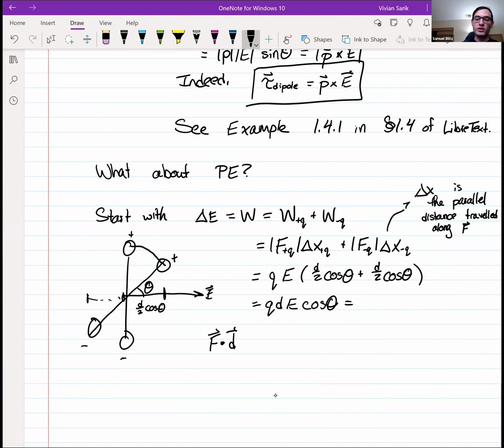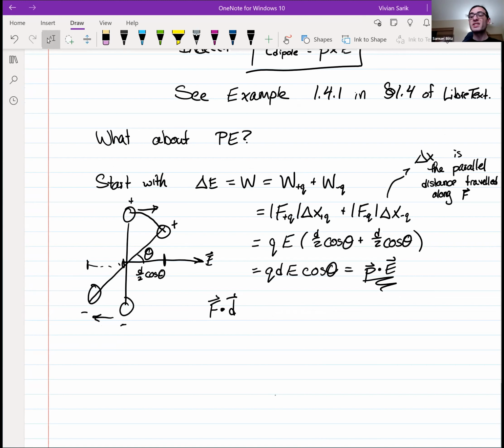And so the force points in the horizontal direction, either this way for the negative or that way for the positive. So we have to take the dot product of the two. That's why we're only considering the horizontal component. So Q d times E times cosine theta, that looks awfully like p dot E. And indeed it is. So because the electrical force is conservative, we have that the work is just the negative change in potential energy. So this tells us that the change in potential energy of a dipole in an electric field is the negative dot product of the electric dipole moment and the electric field.